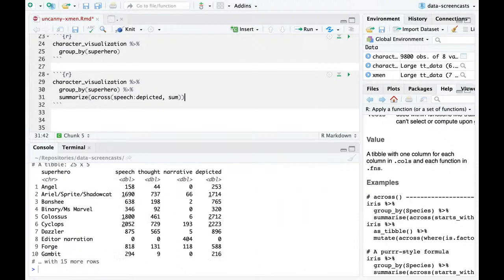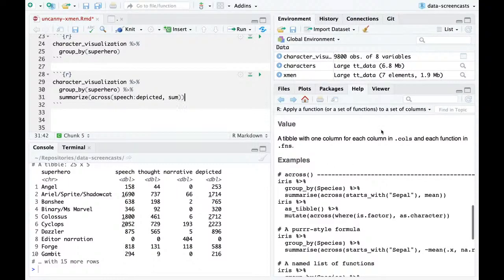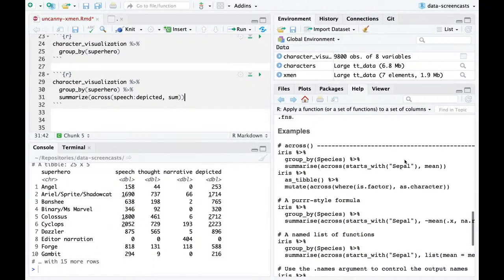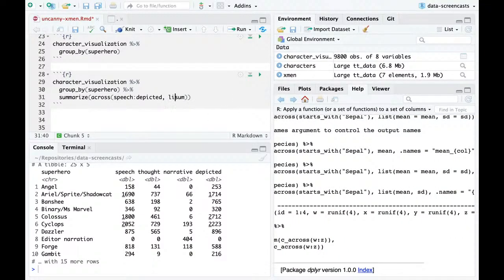I really want to say how many issues do they do something in, as well as what is the total number of speech. I think one column for each. I'm going to see in a second. Column for each column in calls. Do I do a list? Oh, I see. Okay.